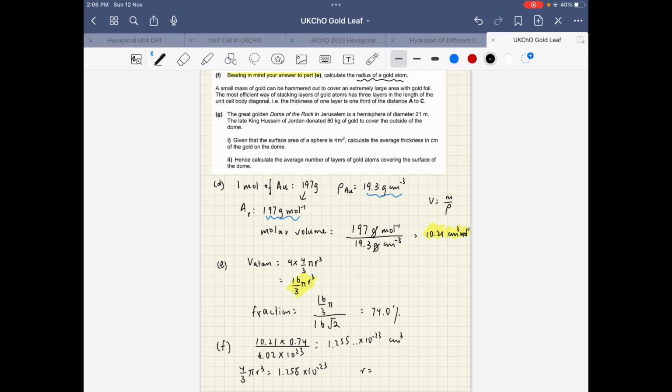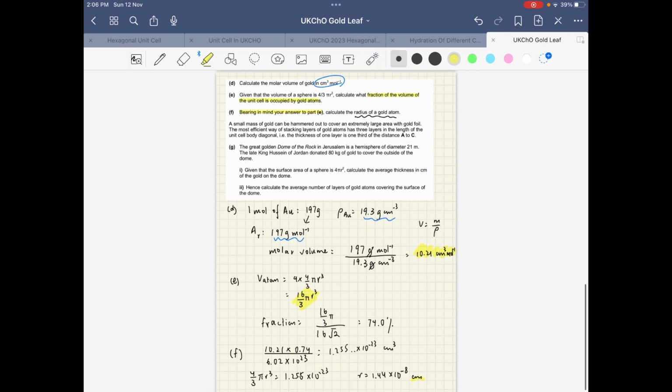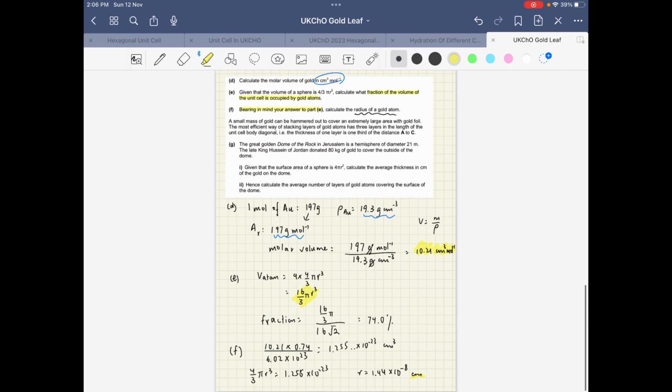And then plugging all this into the calculator, I get r is equal to 1.44 times 10 to the power of negative 8 cm. Again, quoting the units is very important in the UK Chemistry Olympiad, because they could penalize you if you don't include the units in your final answer. So moving on to G.